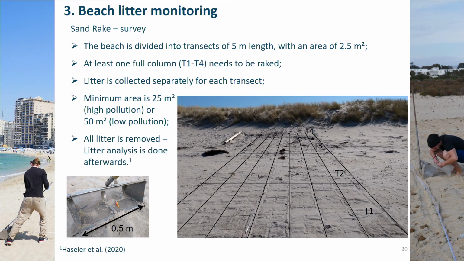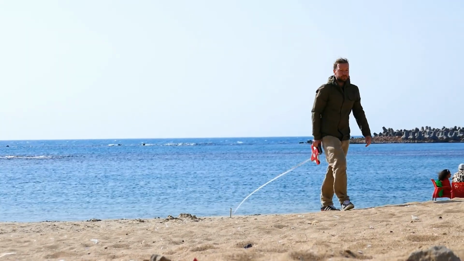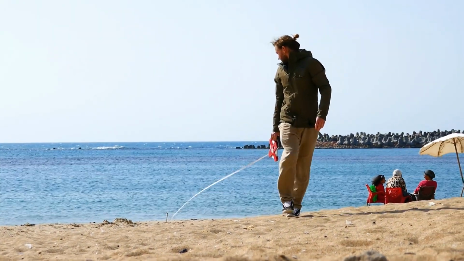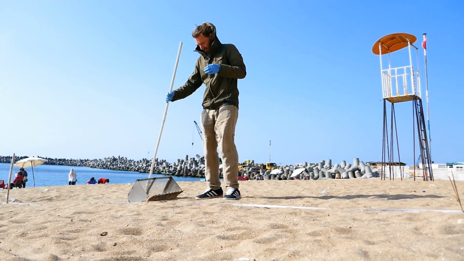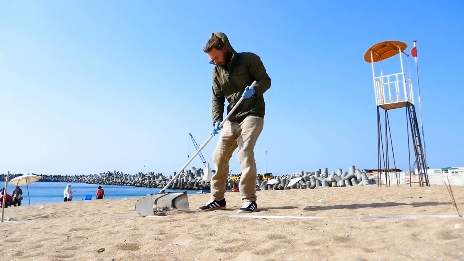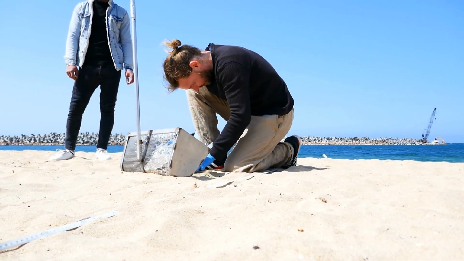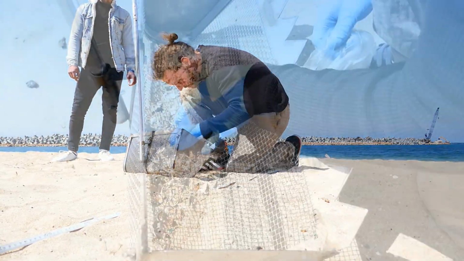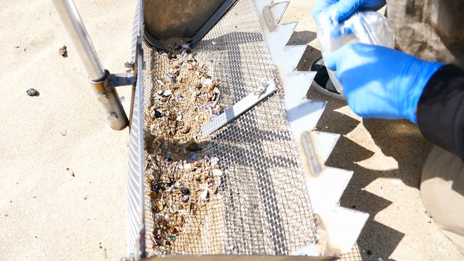And then all the litter is removed and also analyzed. Here you can see I'm measuring the distance from the waterline to the back of the beach, then separate it in these 5-meter long transects and start raking. Here you can see it's quite windy, so make sure that no litter is blown out of the rake. So you rake this 5-meter long transect, collect all the litter that you found in the rake, put it in a plastic bag, and then for each transect, the litter is afterwards analyzed separately.